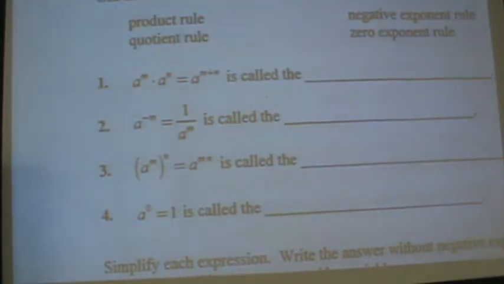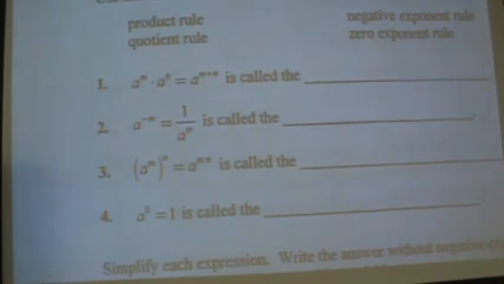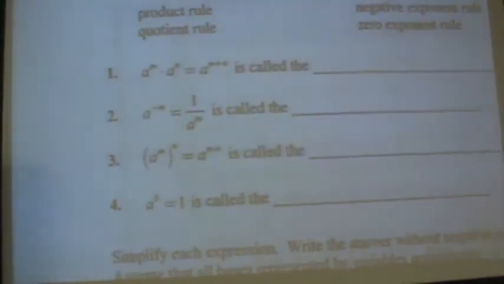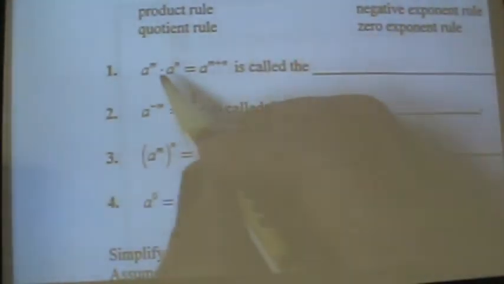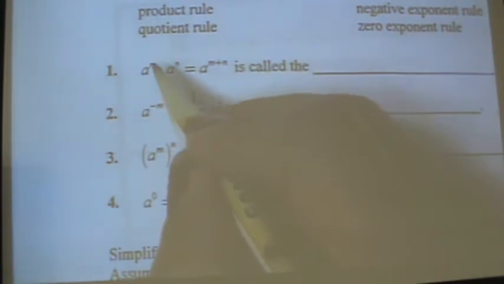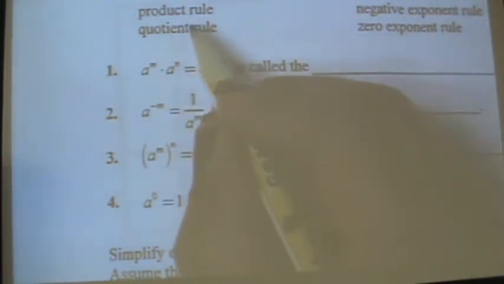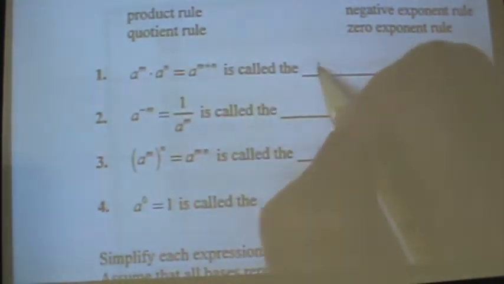First, for our fill in the blanks, all you have to do is figure out what property. If bases are the same and you're multiplying, this is the product rule, you add the exponents.